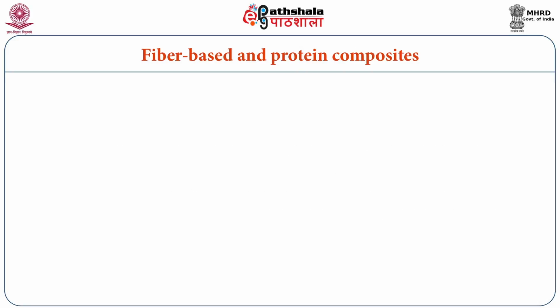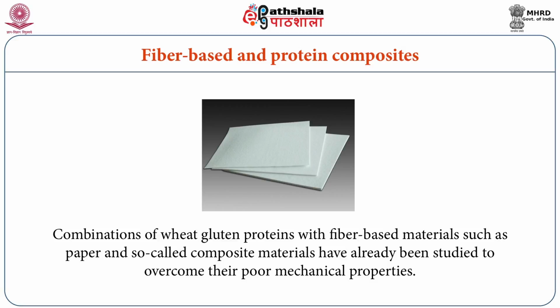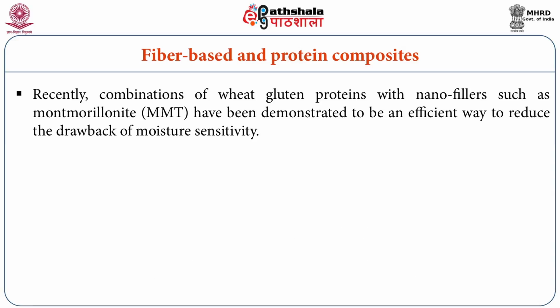Fiber based and protein composites. Combination of wheat gluten proteins with fiber based materials such as paper, so called composite materials, have already been studied to overcome their poor mechanical properties. Recently, the combinations of wheat gluten proteins with nanofillers such as montmorillonite have been demonstrated to be an efficient way to reduce the drawback of moisture sensitivity.